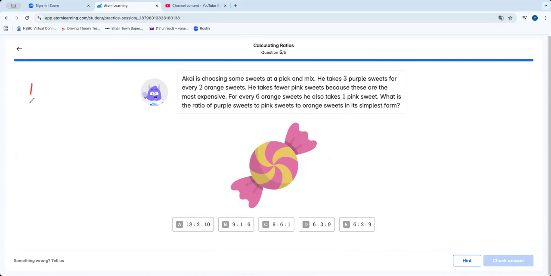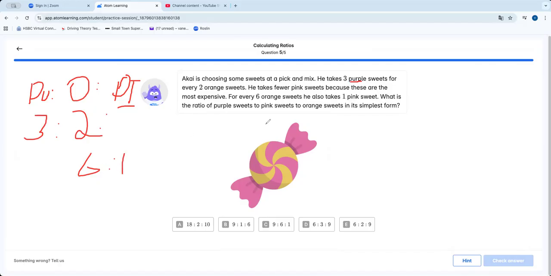So he takes three purple. Wait, so we're gonna have purple, two, and it says purple for two orange, and he takes fewer pink sweets because they're most expensive, and six oranges for also one pink. This is P-I for pink, P-U for purple. So he takes three purple sweets for two orange sweets, and six orange sweets for one pink sweet. So, here's what we're gonna do. What's the ratio of the purple to pink sweets in the simplest form? It won't be in this order. It's gonna be simplified.